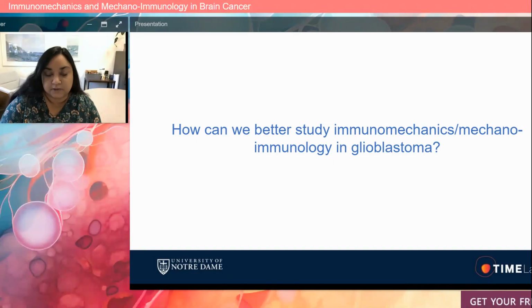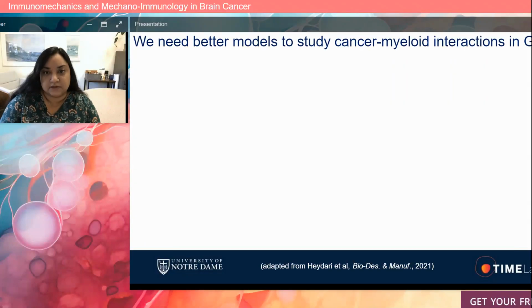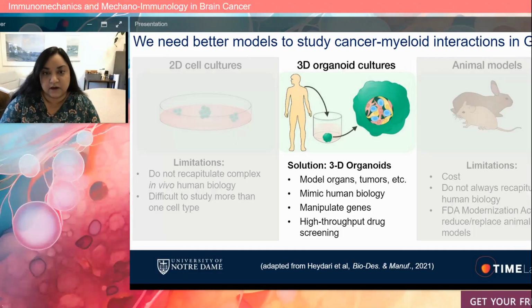The last bit of unpublished work I want to touch on today is more taking a step back and thinking about the way that we model these interactions to better study immunomechanics and mechano-immunology and glioblastoma. And this is really a new area of development for our group.